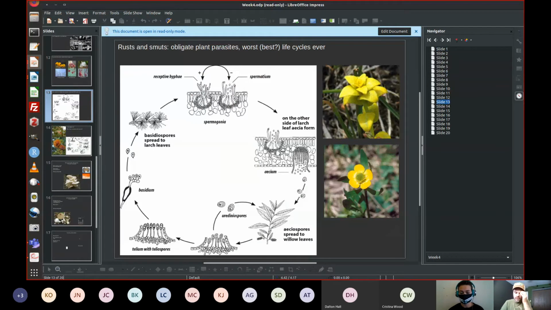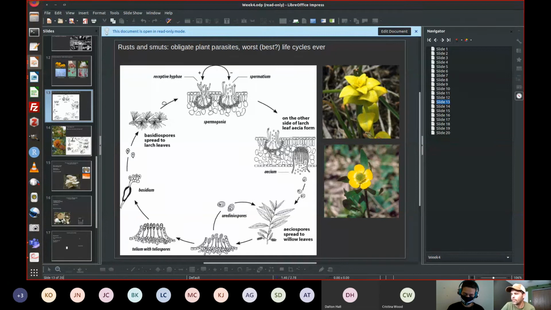Okay. So the key to the rust life cycle, there's a few, but the main one is that they really, really depend on living plants. They can't live without their host plants, and they've got two host plants. So part of their life cycle has to take place in one plant and the other part in the other plant. This isn't super weird if you know anything about malaria. It's got to spend part of its life cycle in a human, part of its life cycle in a mosquito. So it's the same kind of thing, but these are two different plants.